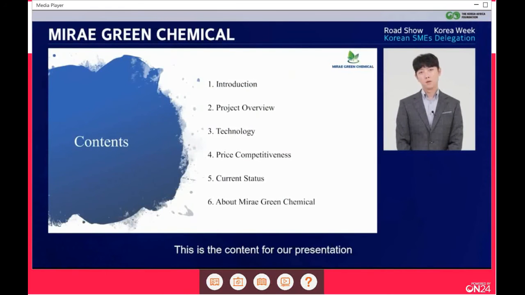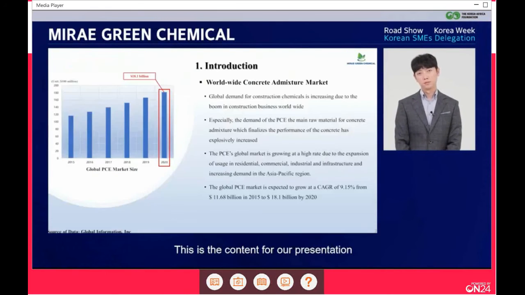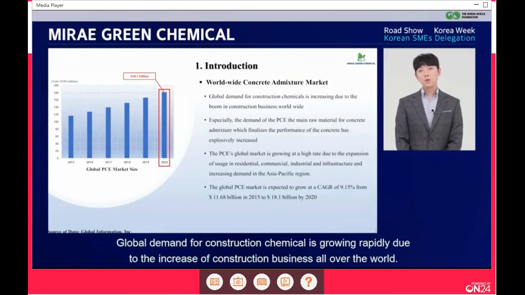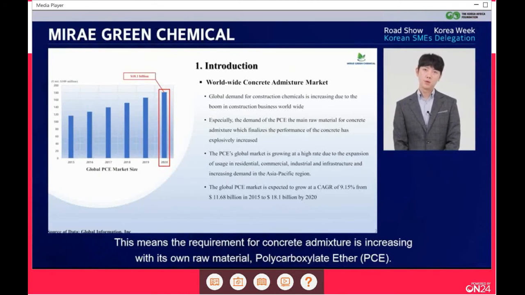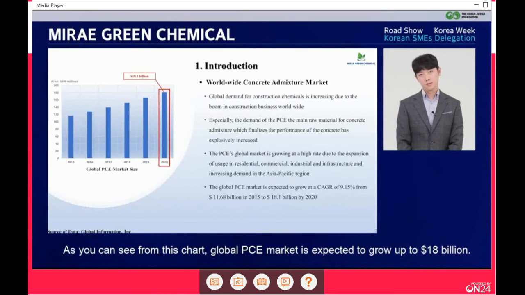This is the content for our presentation. Global demand for construction chemical is growing rapidly due to the increase of construction business all over the world. This means the requirement for concrete admixture is increasing with its own raw material, polycarboxylate ether. As you can see from this chart, global PCE market is expected to grow up till $18 billion.